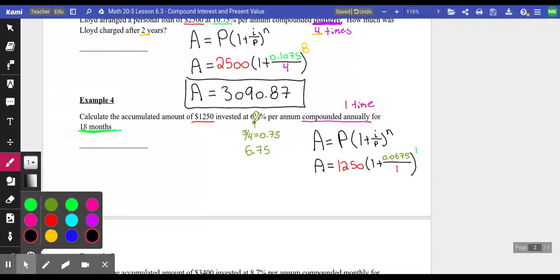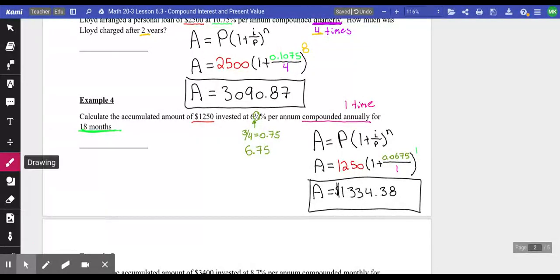If we put this into our calculator, you should get 1,334.38. There you go.